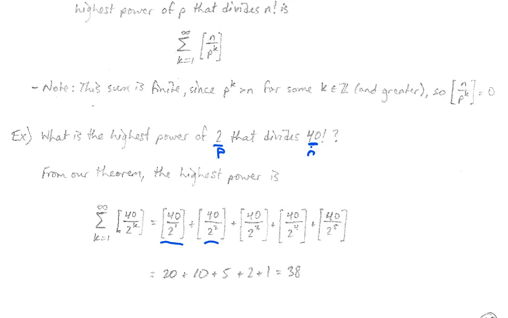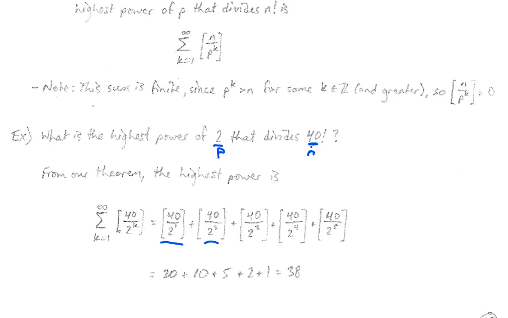And you would then write 1 more term. But I know that 2 to the 6th is 64. And 40 over 64 is less than 1. So when I take the floor, or the greatest integer that's less than or equal to 40 over 64, I know that I'm going to get zeros.